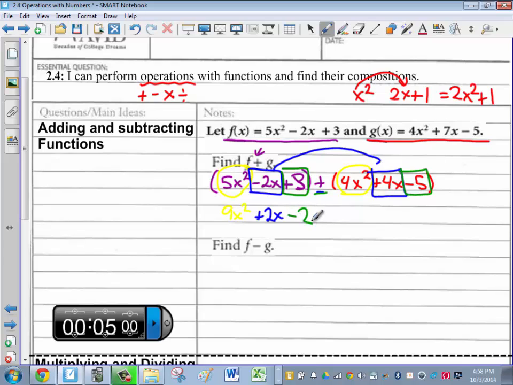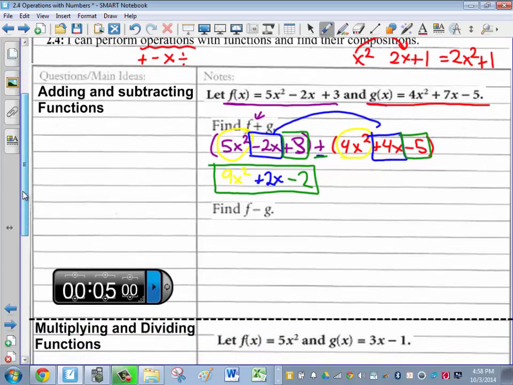So I just added these two functions. My final solution is 9x squared plus 2x minus 2. Hopefully I didn't make a mistake there. Okay, so that's adding those two functions. Let's now subtract those two functions.